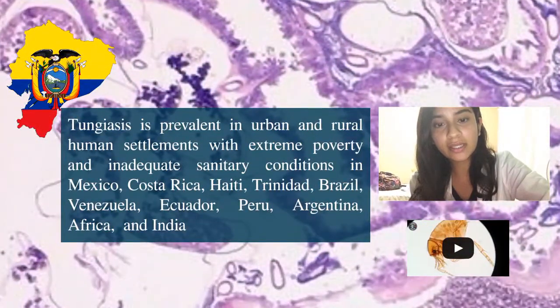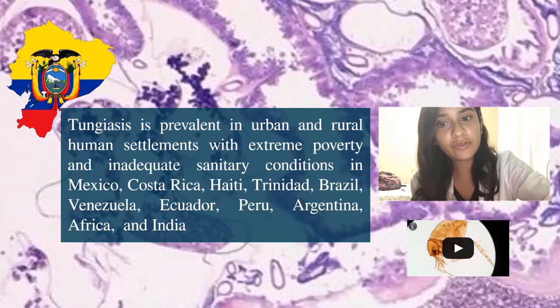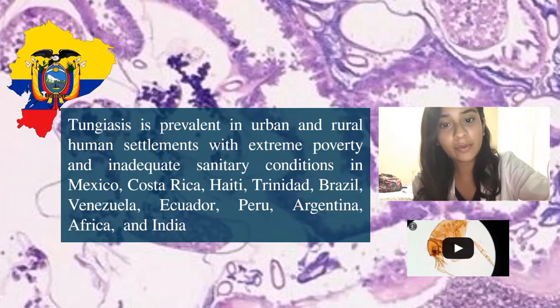Tungiasis is prevalent in urban and rural human settlements with extreme poverty and inadequate sanitary conditions in Mexico, Costa Rica, Haiti, Trinidad, Brazil, Venezuela, Ecuador, Peru, Argentina, Africa, and India.